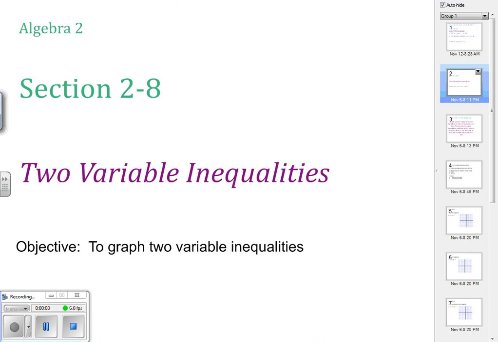Section 8 is two variable inequalities. So the first thing I want to point out is the fact that it's two variable, which means you're graphing on an XY axis. And the second thing I want to point out is an inequality requires you to shade.